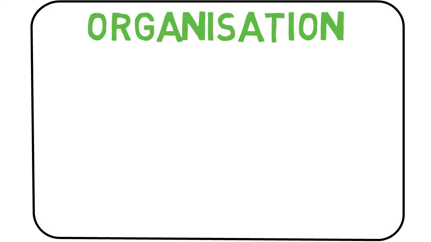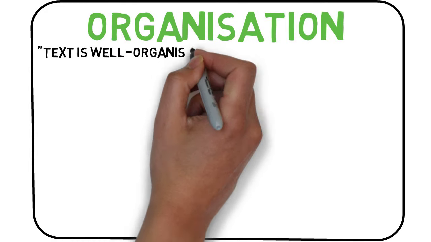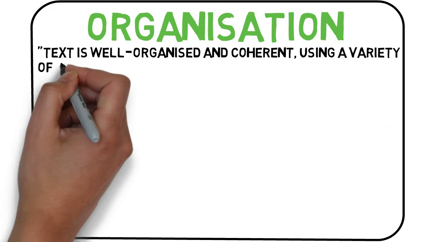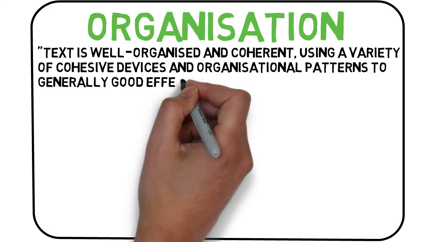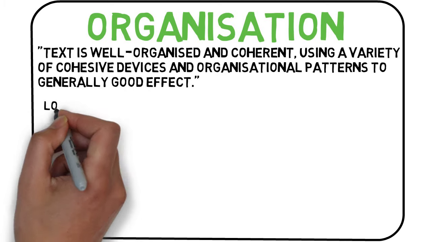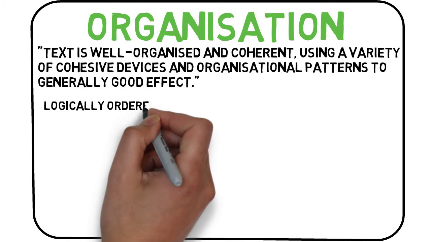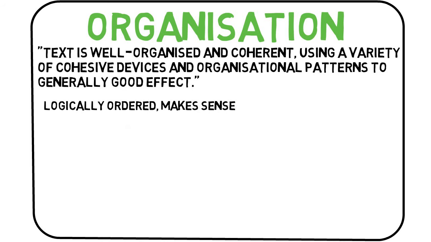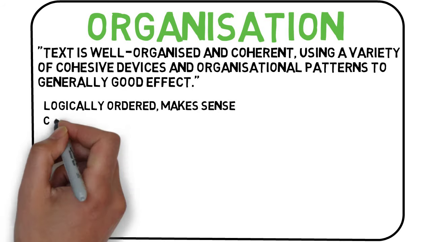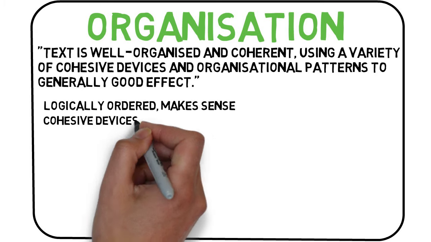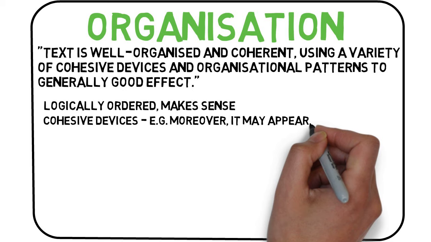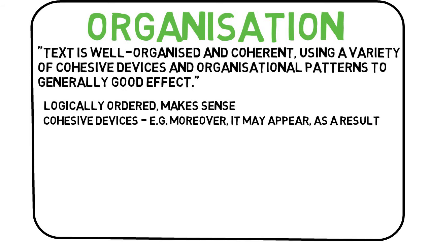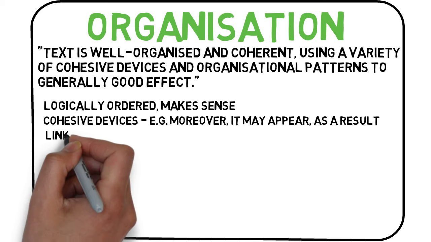If you want to score 5 for organization, your text should be well organized and coherent, using a variety of cohesive devices and organizational patterns to generally good effect. This means that your text should be ordered in a logical way and in general simply make sense. Cohesive devices are expressions which link ideas in a text together, such as moreover, it may appear, or as a result. You can very often find them at the beginning of a sentence.